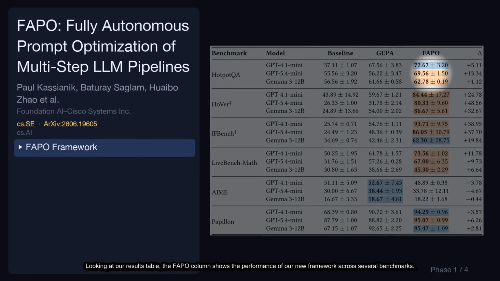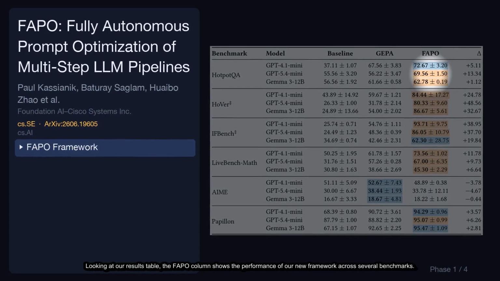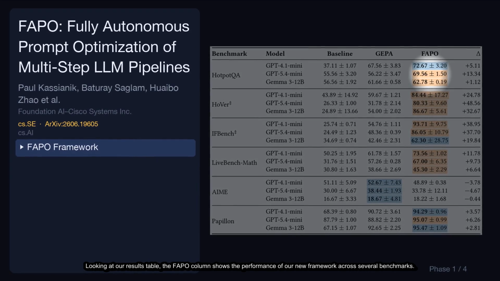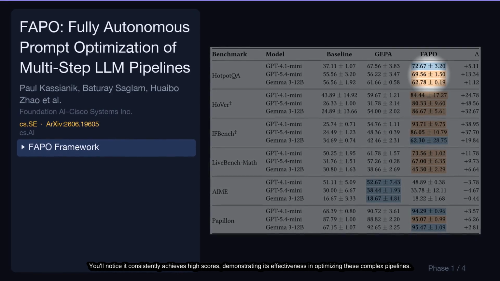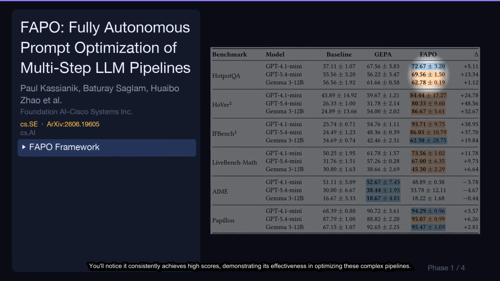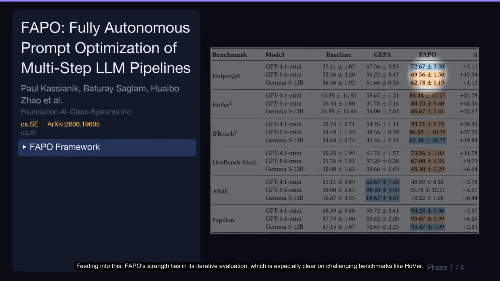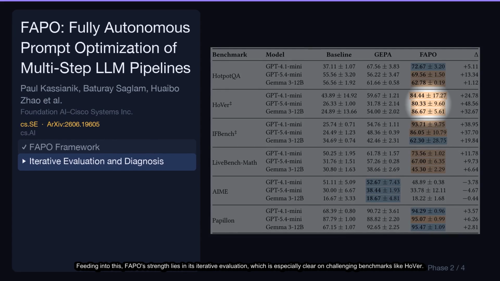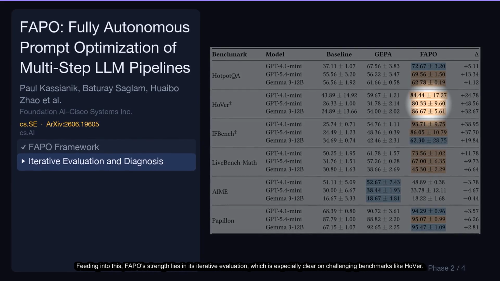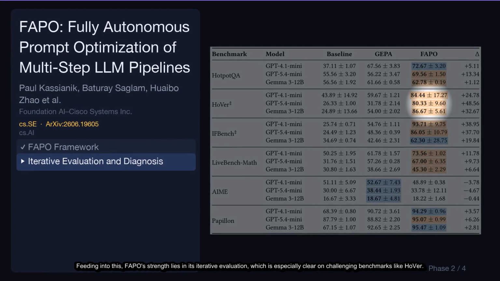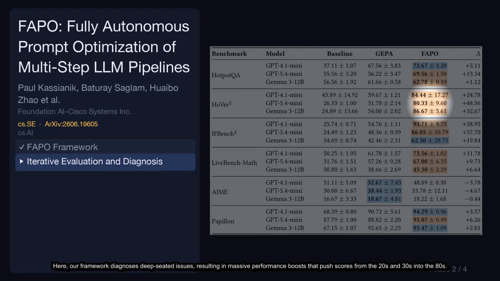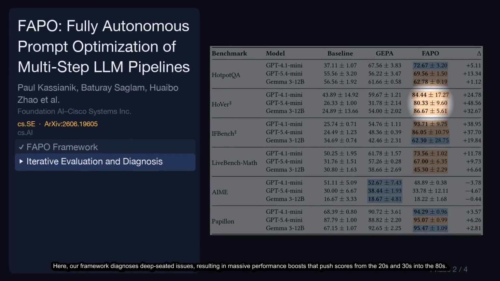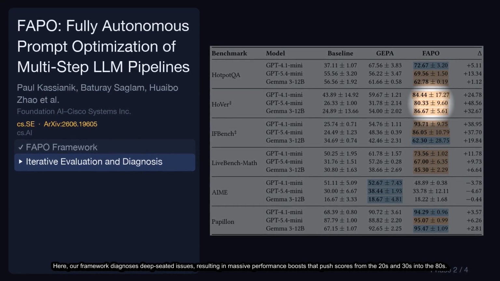Looking at our results table, the FAPO column shows the performance of our new framework across several benchmarks. You'll notice it consistently achieves high scores, demonstrating its effectiveness in optimizing these complex pipelines. Feeding into this, FAPO's strength lies in its iterative evaluation, which is especially clear on challenging benchmarks like Hover. Here, our framework diagnoses deep-seated issues, resulting in massive performance boosts that push scores from the 20s and 30s into the 80s.